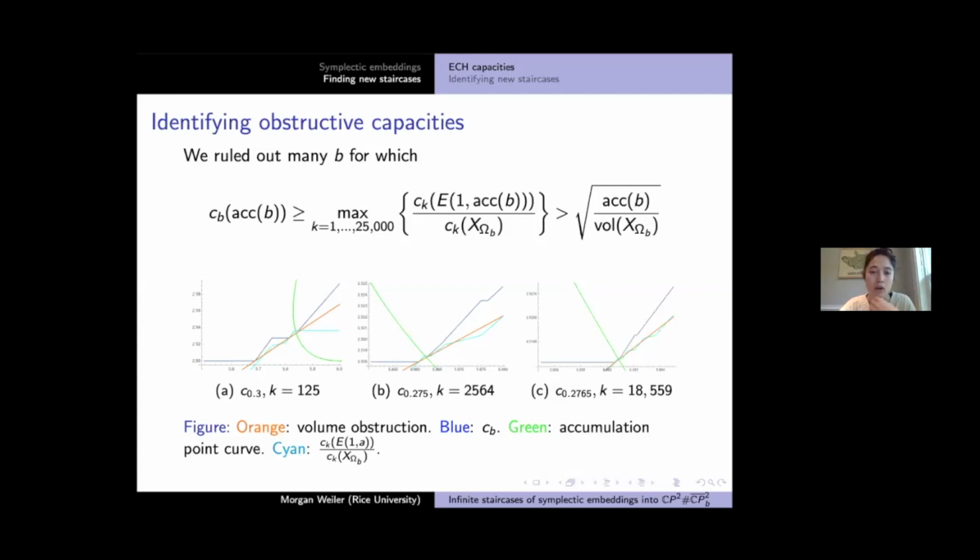Here are some examples. Again, volume obstruction is orange, C sub B is in blue, green is the parameterized accumulation point curve, and in bright blue is the obstruction from CK. In figure A, K is 125, and you can see that C125 divided by C125 is greater than the value of the volume obstruction, so we can't have an accumulation point. As you vary B, maybe the capacity that obstructs at the accumulation point varies. But what seems like good news is that as we approach this value, remember B0 is like 2.7677, we're getting closer to that value, and the capacity obstructing at the accumulation point is going up. So maybe we have an infinite staircase near these values of B.